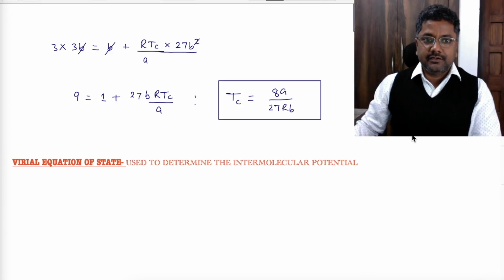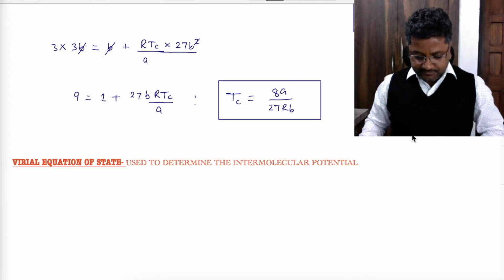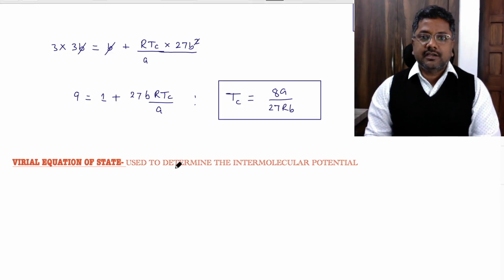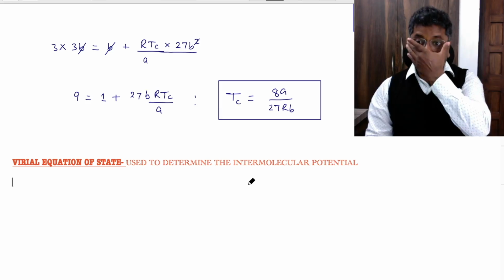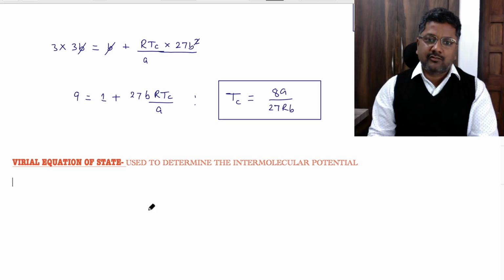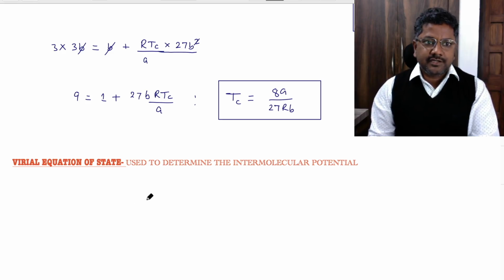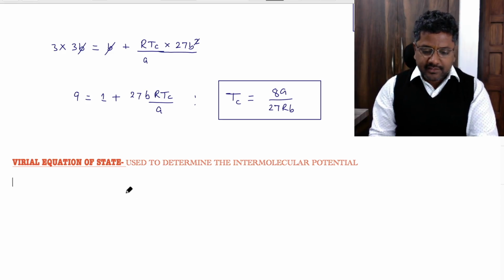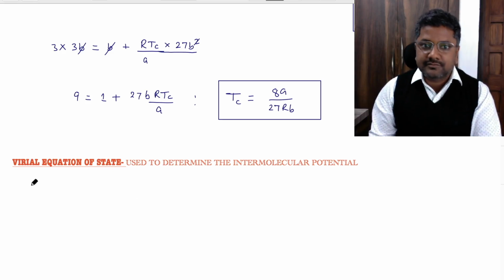Well, see, this is the virial equation of state, and this equation is used to determine the intermolecular potential. Potential means intermolecular force, right? So basically, this equation is written as the compressibility factor as a polynomial of the reciprocal of molar volume. So you can write here the virial equation of state.